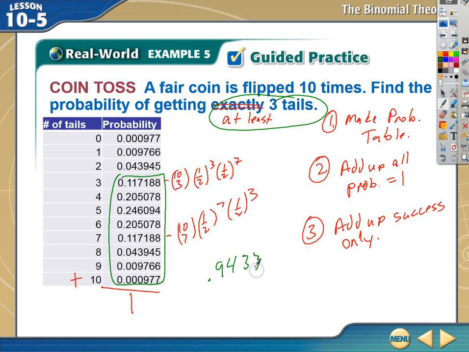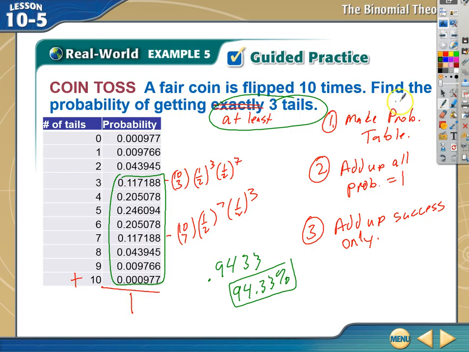33, I believe. So what does that tell me? That tells me that 94.33% of the time I will have at least 3 tails. Rest of the time, I won't. So it's a pretty good shot that you will have at least 3 tails. Okay? All right. I needed to tell you that one. You need to be able to do this.